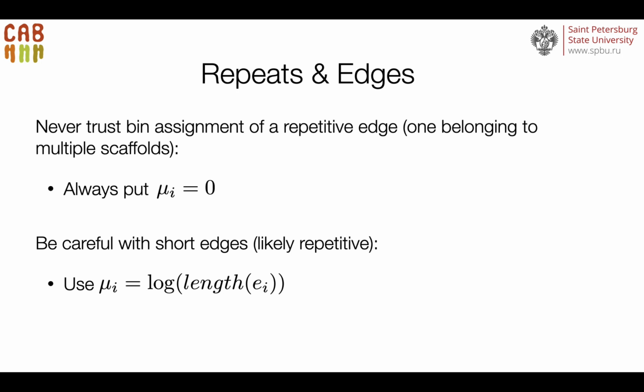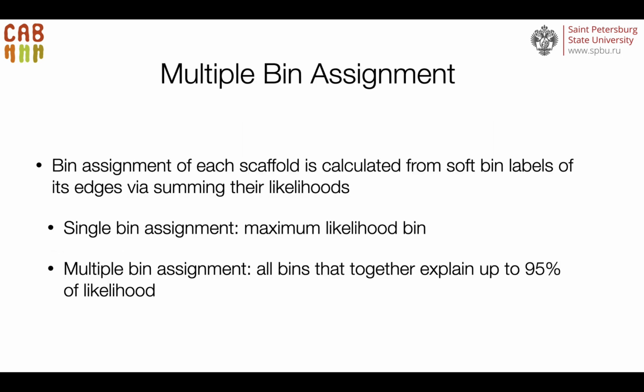Also, we never trust the bin assignment of possibly repetitive edges because of the partially unresolved repeats. So if we detect that an edge belongs to multiple scaffolds, then we never trust the initial binning. Short edges are likely repetitive, and therefore, by default, we put the regularization parameter proportional to the length of the edge. So we likely correct the binning of the short edges, but the longer ones are usually correctly binned and represent unique sequences, and therefore they are much less likely to change their binning.